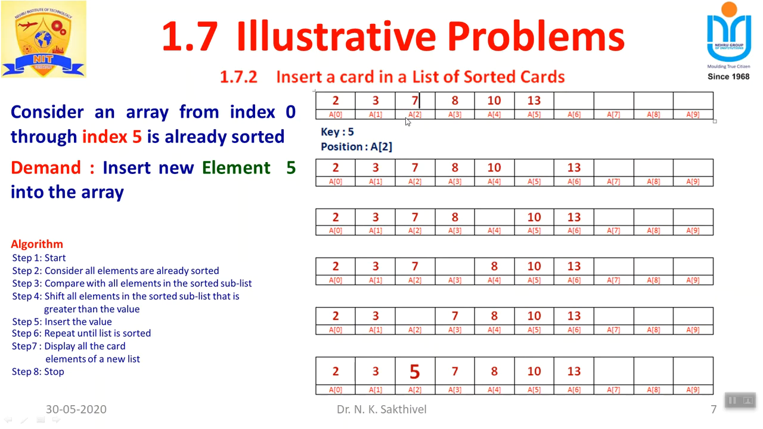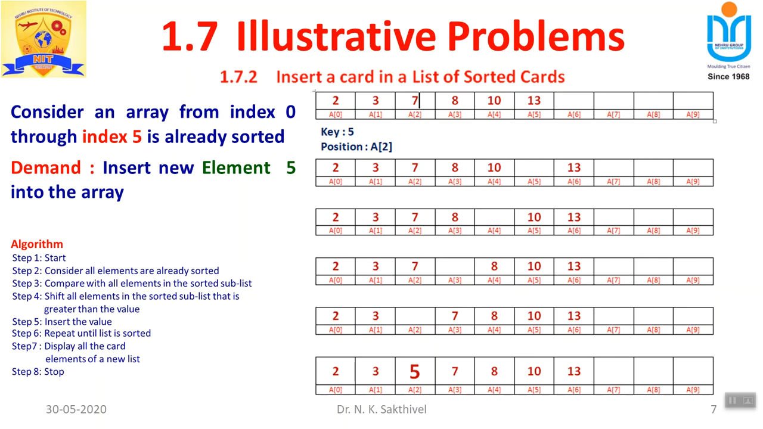Now we have identified the index where I want to insert, A2. Clear? So in the position A2, I want to insert the key 5, that means the card 5. Understood? So the fourth step is executed. Then after that, I want to insert. How is it possible to insert? Now, shift all the elements in the sorted sublist that are greater than the value. That is a very important one.